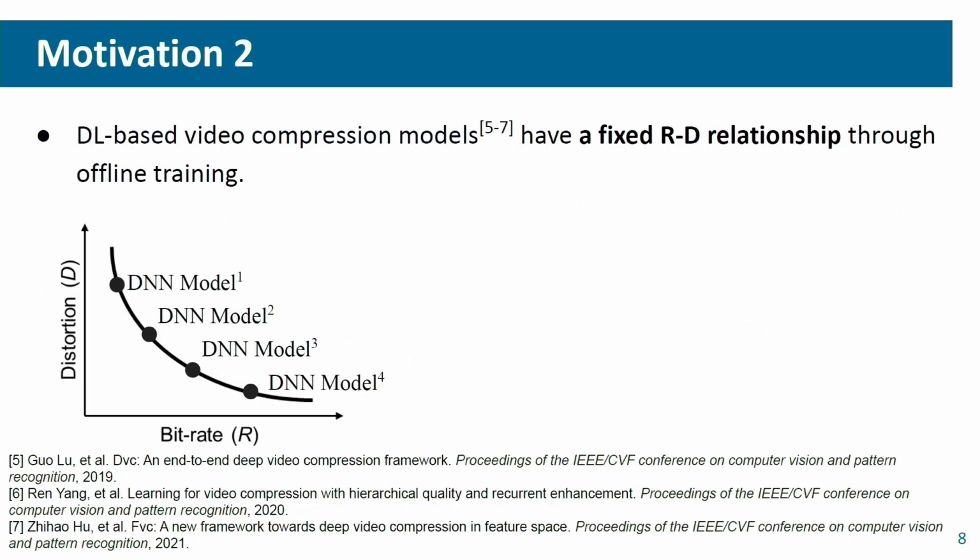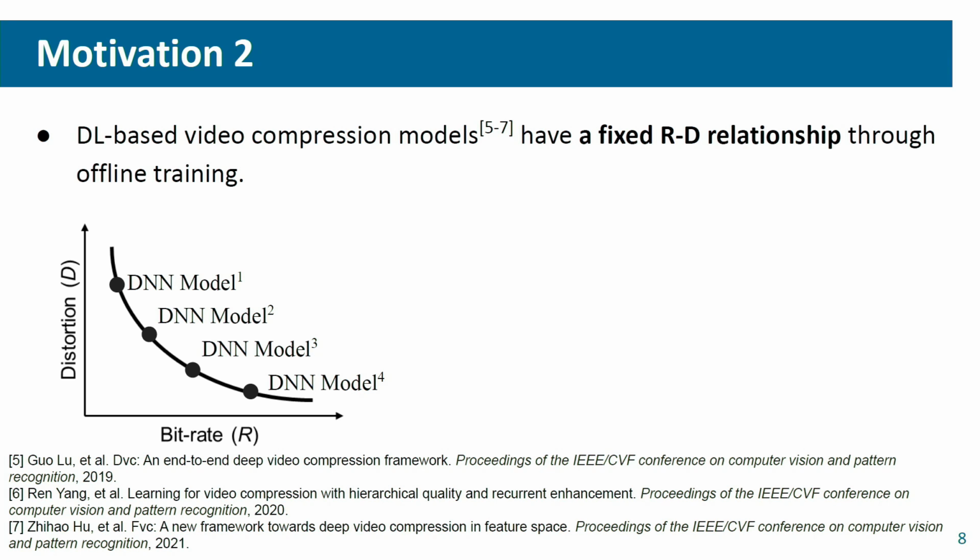Secondly, deep learning-based video compression models have a fixed rate distortion relationship through offline training. So each trained model has a different rate distortion trade-off as shown in this figure. So here is a question. How do adversarial attacks affect these models? Can we only target the distortion or bit rate, or can we target both of them together?